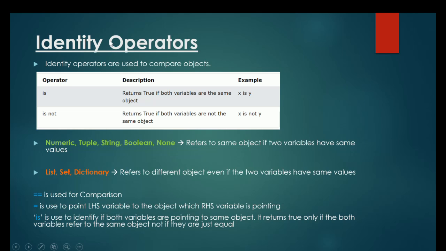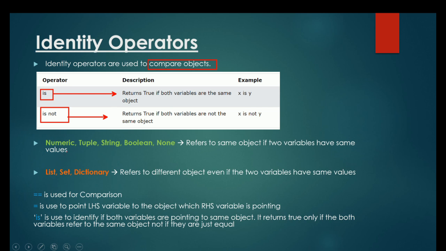Hello world, welcome back. In today's video we are going to discuss the identity operators. Identity operators are used to compare objects. There are two identity operators: the first one is "is", the second one is "is not". "is" returns true if both variables are pointing to the same object, whereas "is not" returns true if both variables are not pointing to the same object.